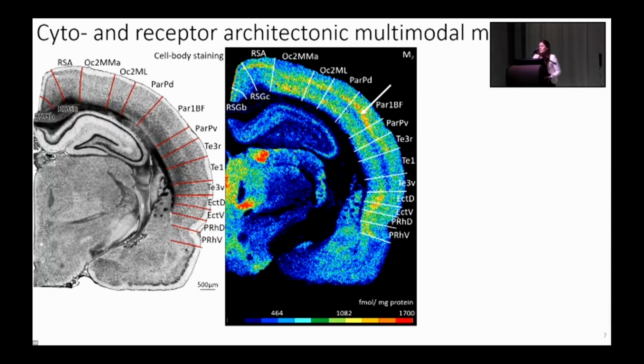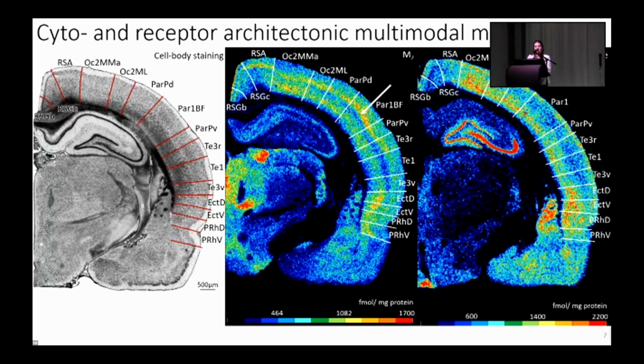And that way, over 50 distinct areas within the iso and proisocortex could be identified along the whole rostrocaudal axis of the rat. By analysis of further neurotransmitter receptors, here, for example, kainate receptors, different distribution patterns could enable more detailed parcellations.